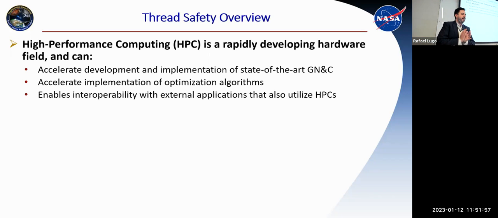So I'm going to throw some buzzwords out here. High performance computing, HPC. It's all over. You hear it. I consider it a buzzword, but it's a rapidly developing field. In the context of flight mechanics, it can accelerate development and implementation of GNC algorithms. It can accelerate implementation of optimization algorithms. And as I'll show you in a minute, it can really enable interoperability with other applications that utilize HPC. So if you have an HPC piece of software, perhaps it's not as useful to you if it's interfacing with other pieces of software that are not HPC enabled.